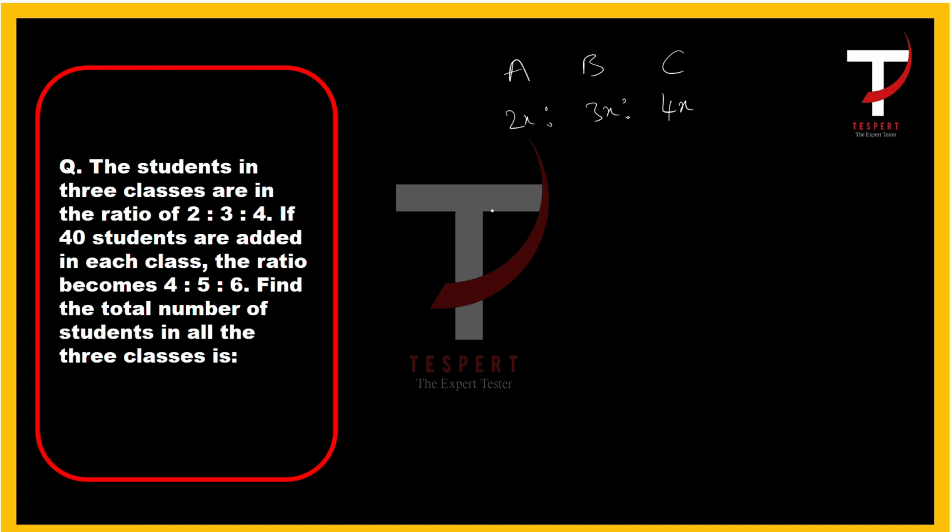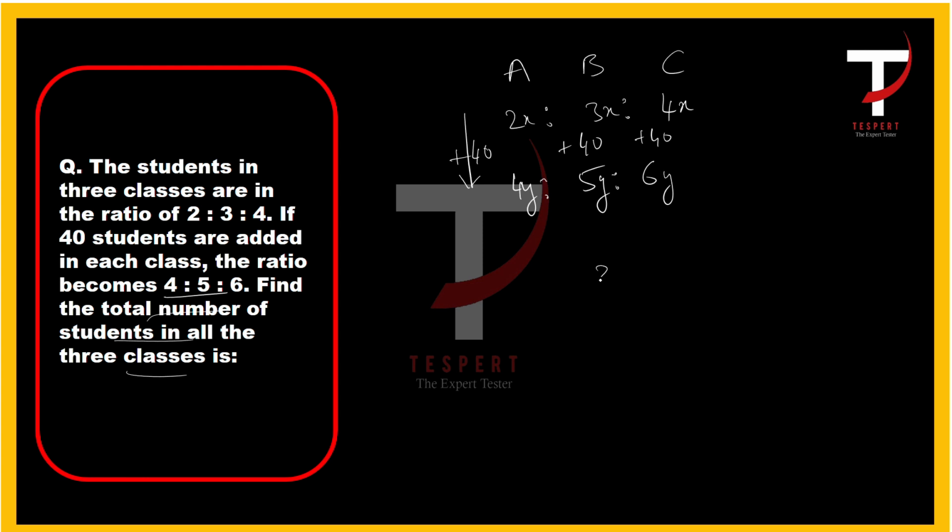Whereas the ratio becomes 4, 5, and 6, right? 4 is to 5 is to 6 when we add 40 students, right? So 40 students in class A, 40 students in class B and 40 students of class C. So the new ratio is 4y, 5y, and 6y, right? So we need to find the total number of students in all the 3 classes.